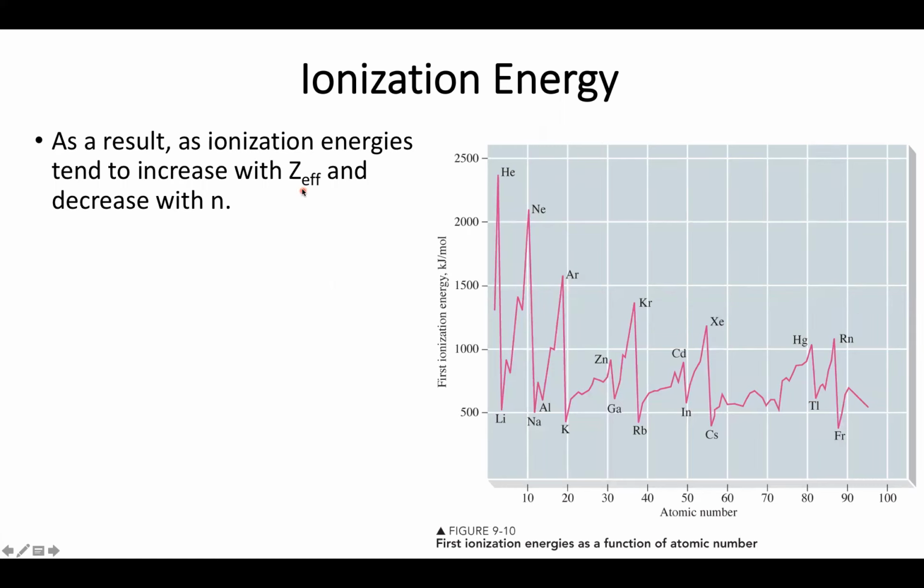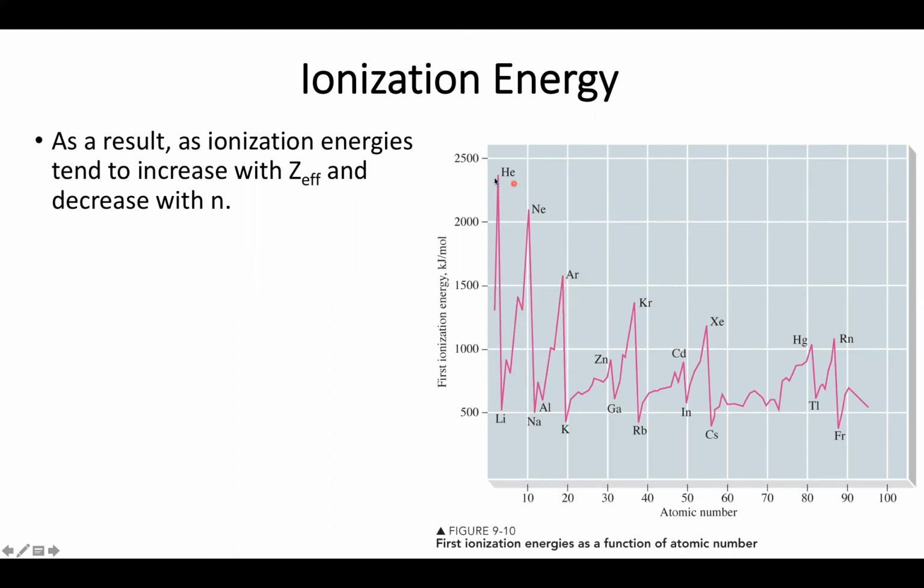What we tend to see is for these first ionization energies, they tend to increase with Z effective. So the higher the Z effective, the harder it is to remove the electron, but they also tend to decrease with n. If I go from hydrogen to helium, we see a big increase in ionization energy. Same thing when I go from fluorine to neon or chlorine to argon. So we tend to see this general upward trend through each of my periods.